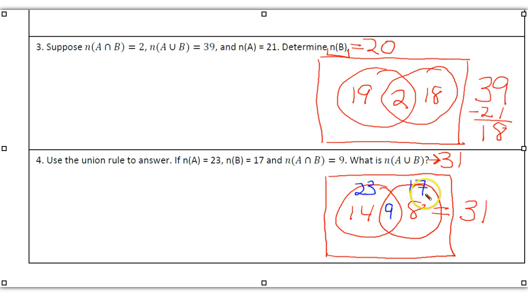Now notice this could have been asked another way. We could say, what is A up here is 23. What is B? B is 17. And then what is in the middle? What is intersected? We have to subtract the 9. And that gives us 31. That would be using that rule we listed as we went into these.